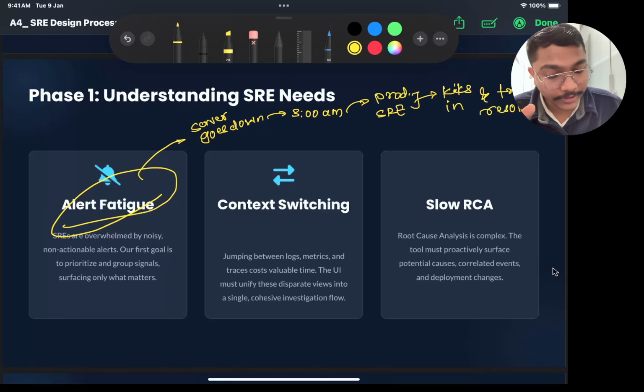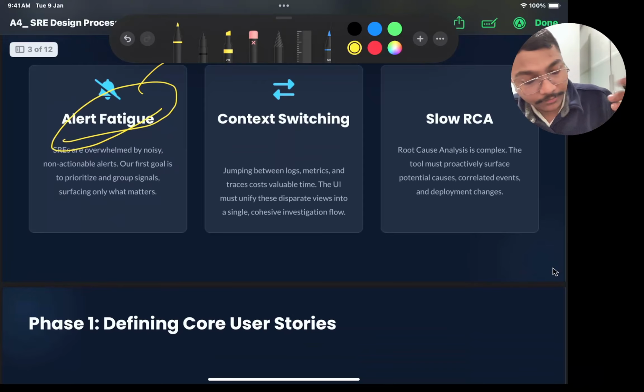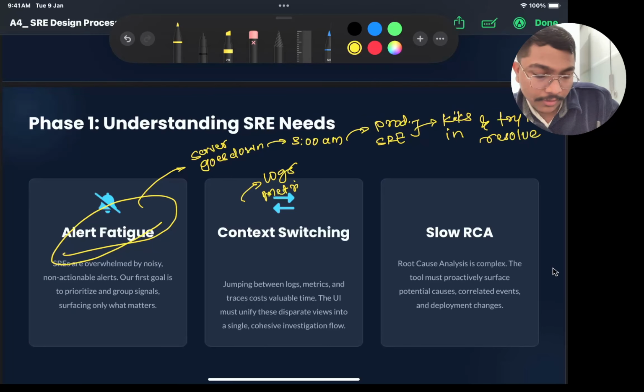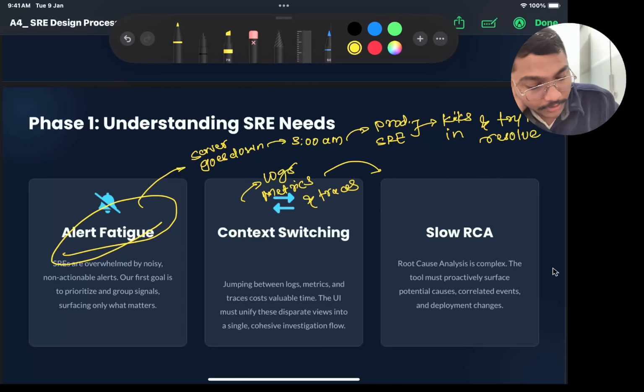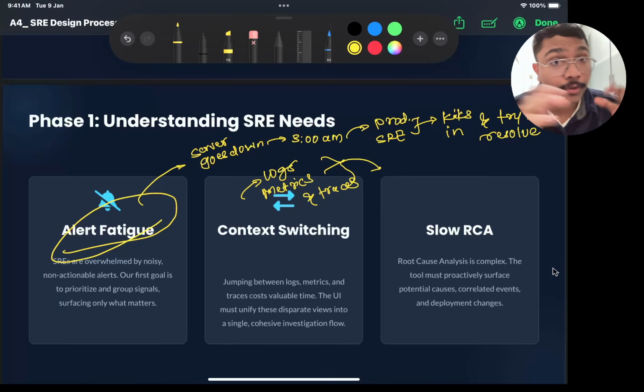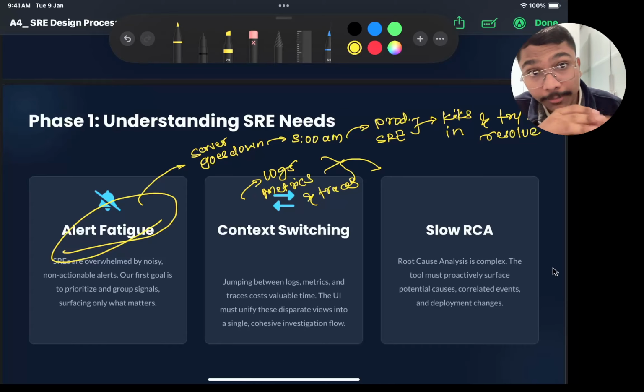Now what is context switching? I already have a very large volume of logs, metrics and traces, and I need to jump between them and find out what exactly has gone wrong. That's context switching. Did the UI unit go down, did the cart service go down, did the payment service go down, did the product catalog go down?